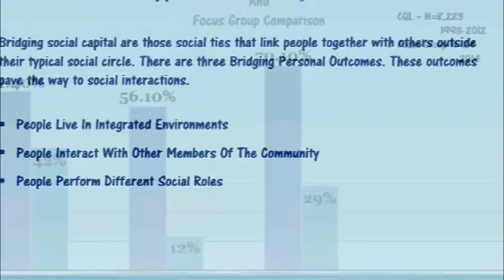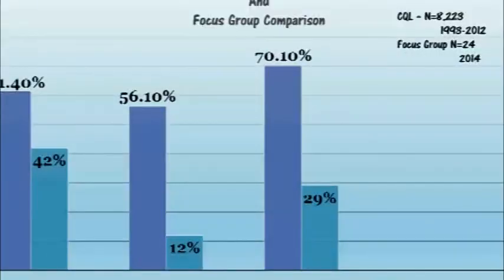From CQL's National Personal Outcome Measures database, I compared the 3 bonding outcomes specific to natural supports with the responses from the focus groups. As I said before, the results show that these indicators need to make improvements.